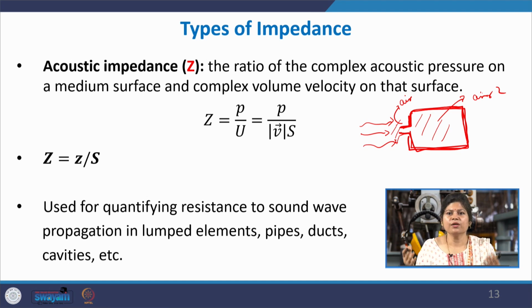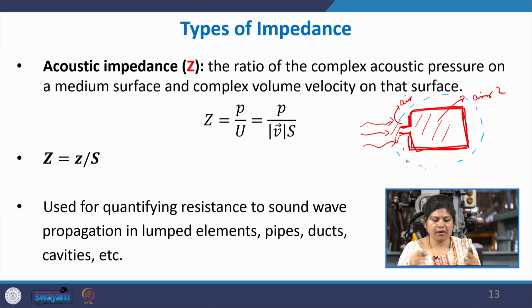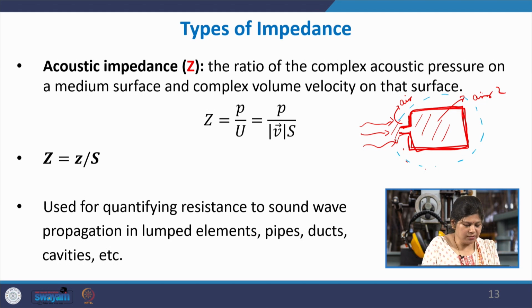So, effectively it is not the case that there is no impedance. Some resistance is being offered by this element by virtue of how the medium is enclosed or how the medium is structured around. So, we need some new type of impedance to measure the resistance offered by this particular structure combining different media. There we use acoustic impedance.